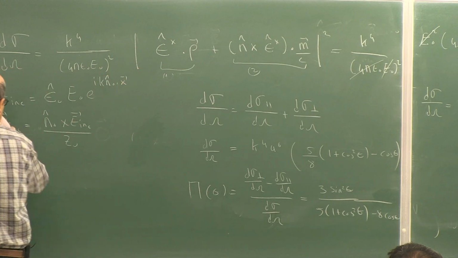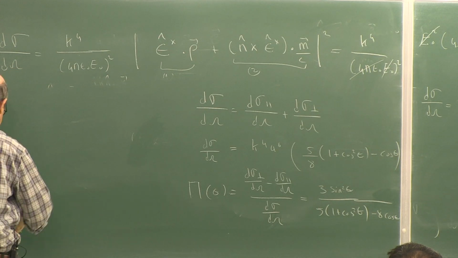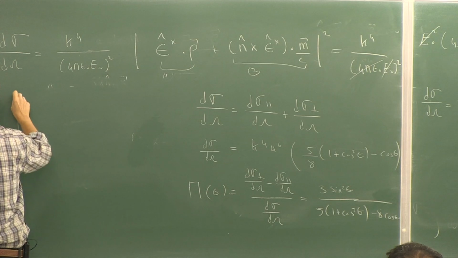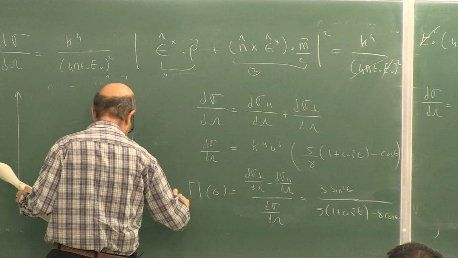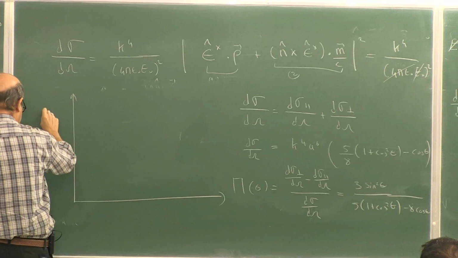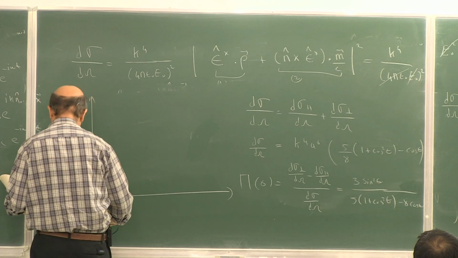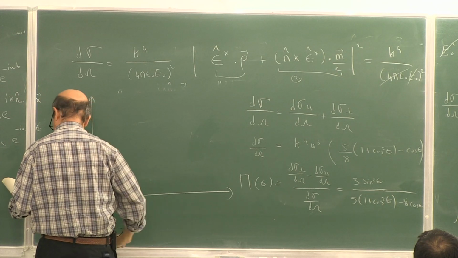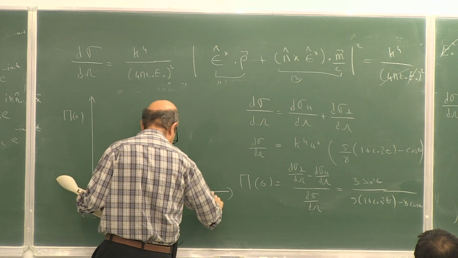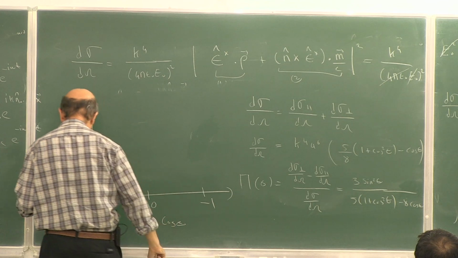So if you plot this, you will obtain the following. First, let us plot the degree of the polarization as a function of angle. This is forward, 90 degrees, and backward, and this is cosine theta going the other way around.